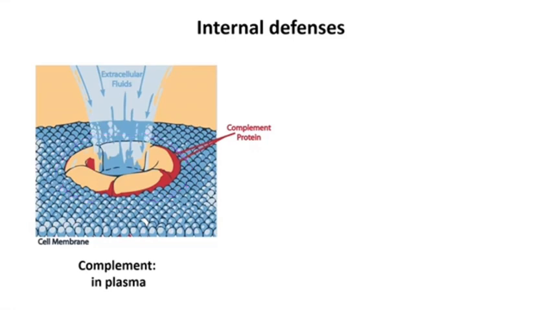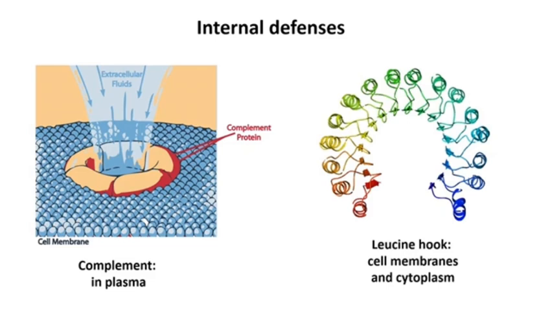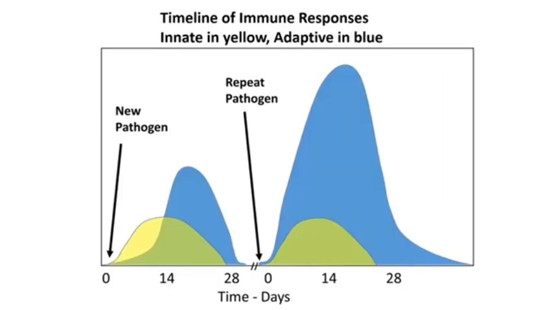Finally, we have a number of pattern recognition molecules that are found on the surface of cells and in the cytoplasm should things go awry in there. A common element or motif in many of these molecules is the leucine hook, which we will see again when we look at specific examples of how these sensors activate cells when they sense danger. You can see that we don't just have one innate response. We have a constellation of innate responses, and they all work together. They also cooperate with the adaptive immune system.